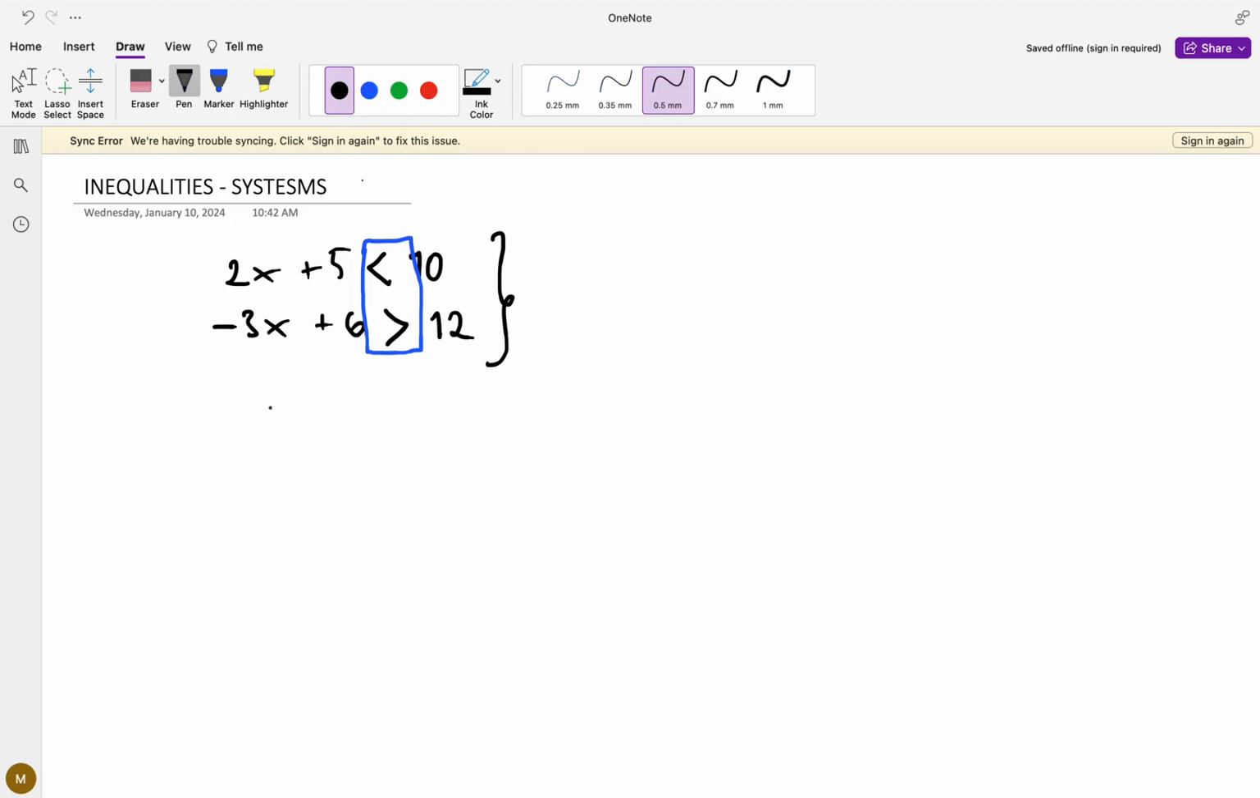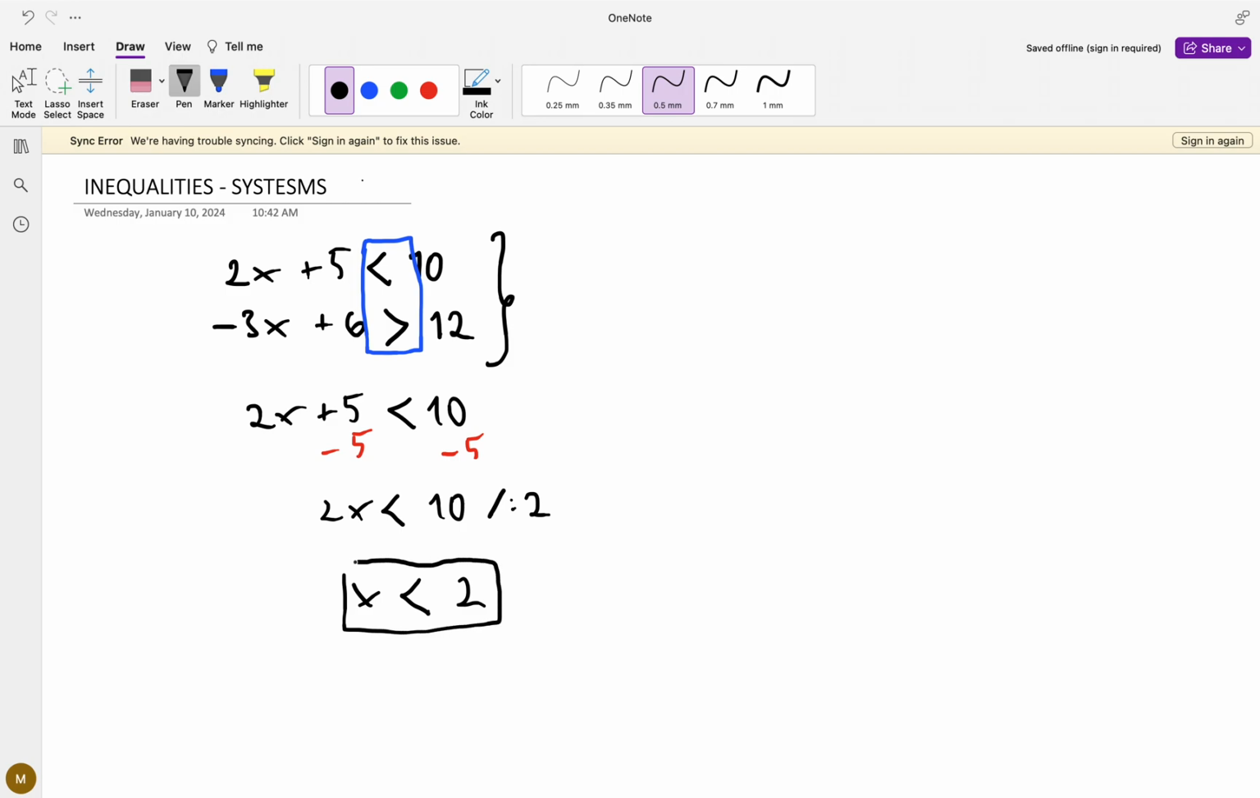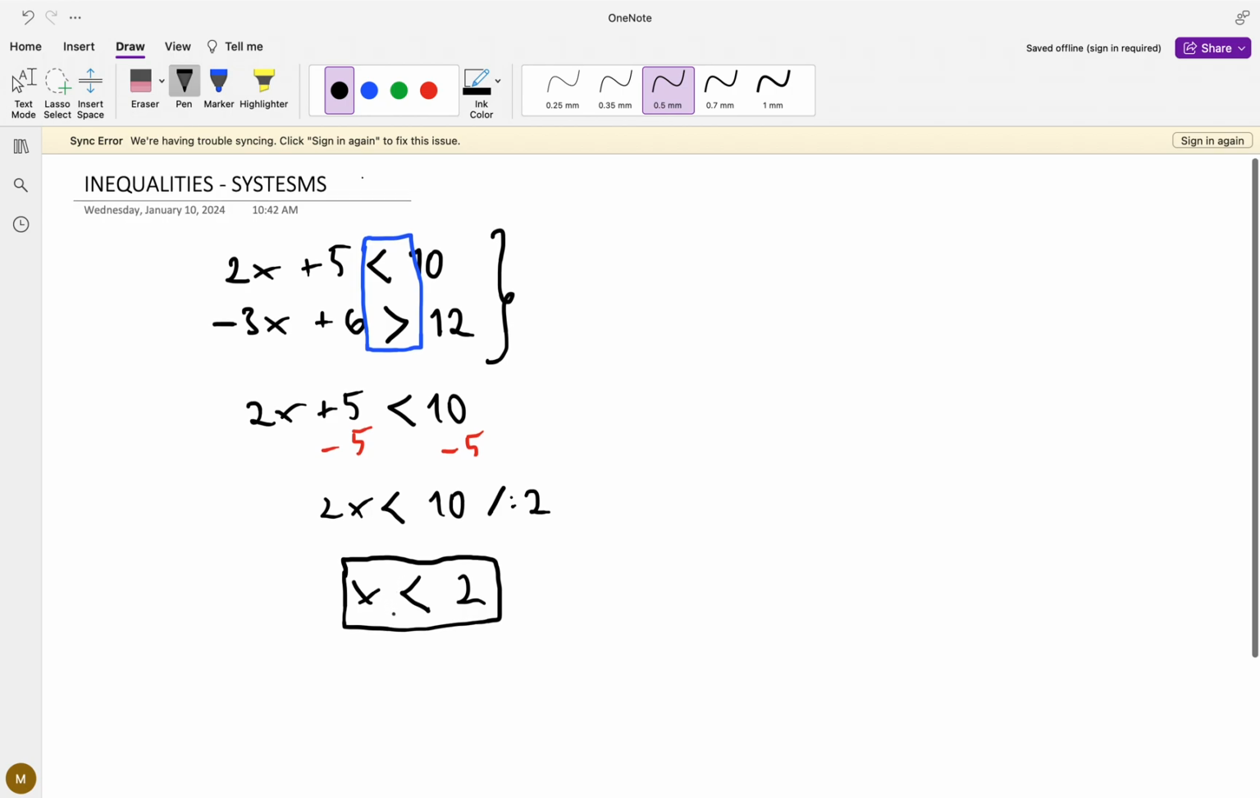So let's solve the first inequality. So we have 2x plus 5 is less than 10. I want to have x on its own. So the first step I'm going to take is subtracting 5 from both sides, and we'll end up with 2x has to be less than 10. Now let's divide by 2 on both sides. So we're going to have x has to be less than 2. Okay, so that is the solution to the first inequality.